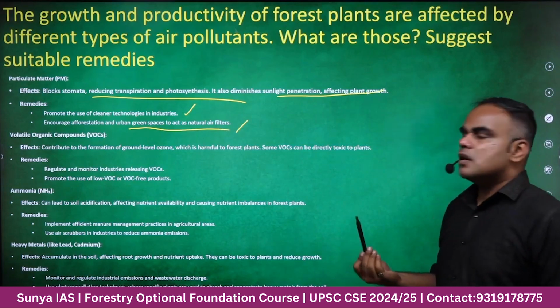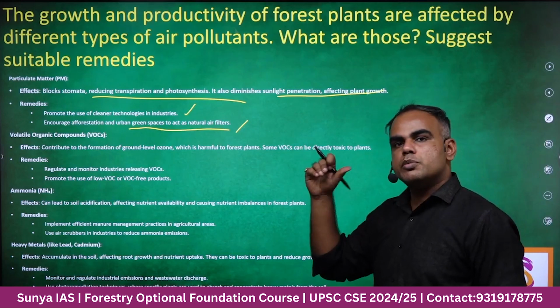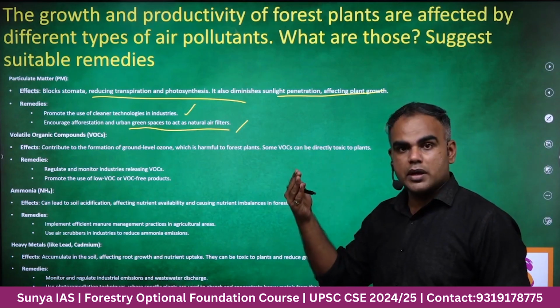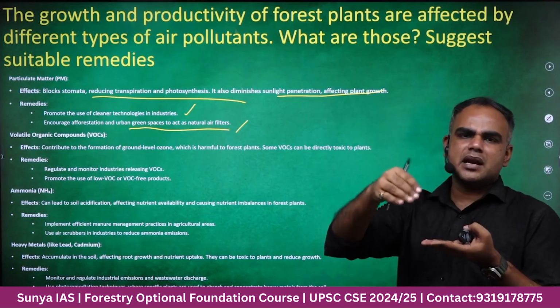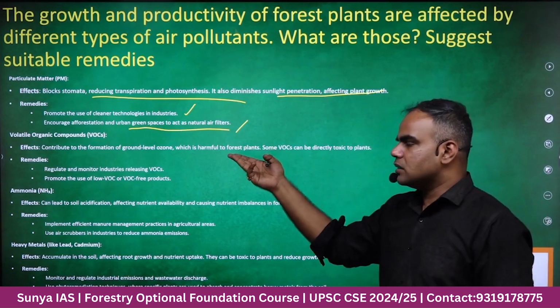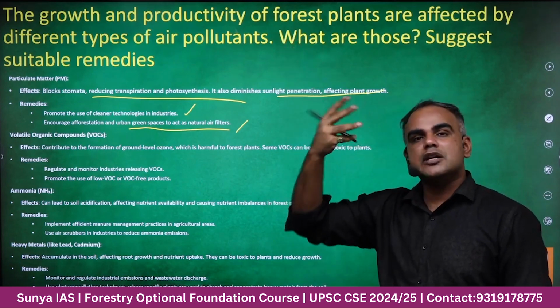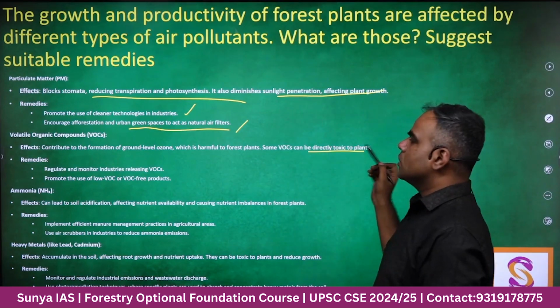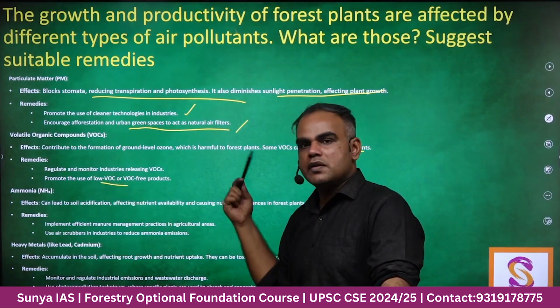Volatile organic compounds, etc. So here also they contribute to formation of ground level ozone. If you read about ozone pollution, it is the VOCs, in the presence of sunlight, and the NOx, that form ground level ozone. This is actually a pollutant, whereas the stratosphere level ozone is actually good, right? What you can do, you can use low VOC or VOC-free products.